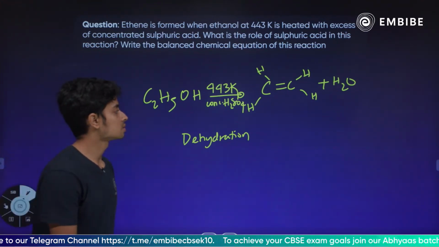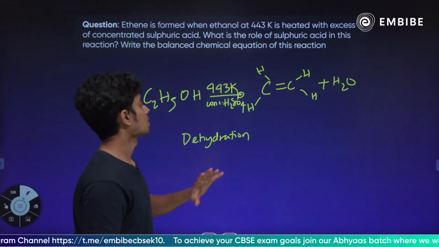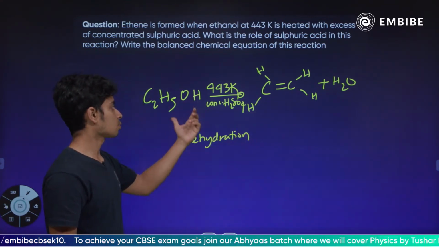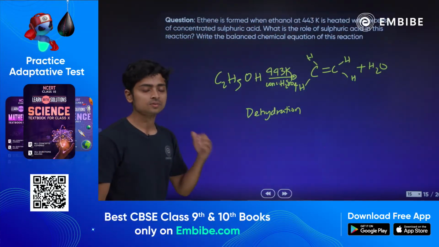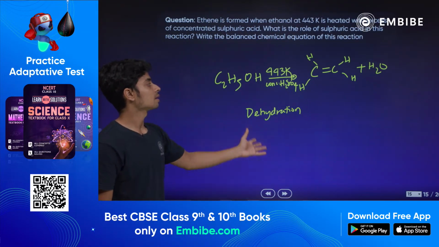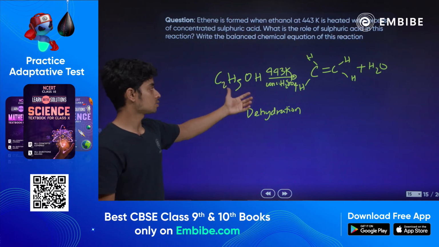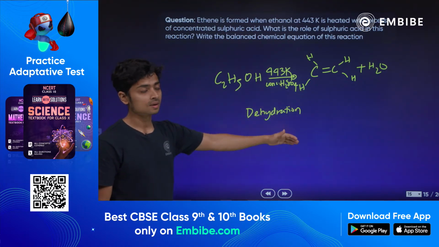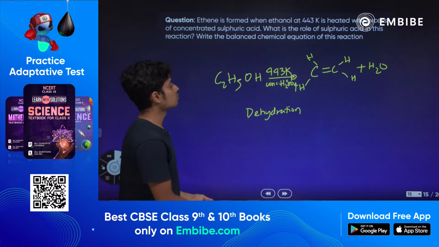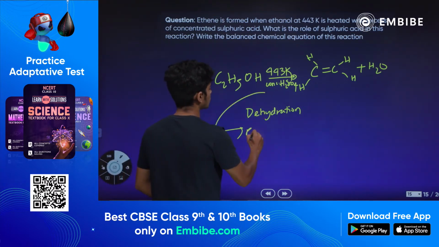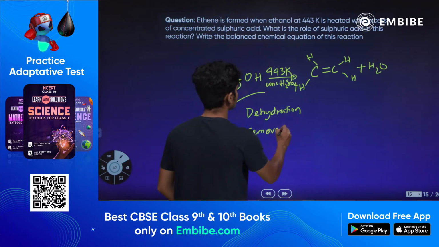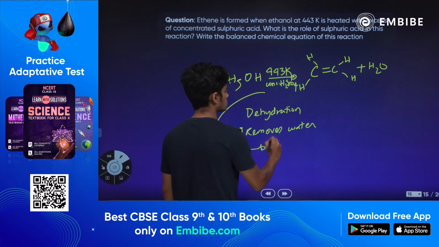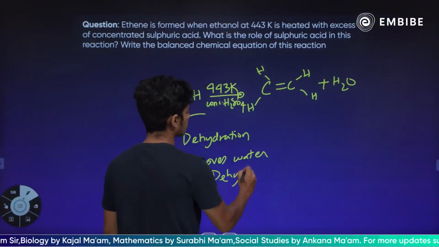Because you remove water from ethanol to form ethene, there is a mechanism for it, a way by which the water is removed. There are a couple of steps by which this is converted to this. In one of the steps you lose water because concentrated H2SO4 removes water and causes dehydration of ethanol. It is called a dehydrating agent. So here concentrated H2SO4 will be your dehydrating agent.